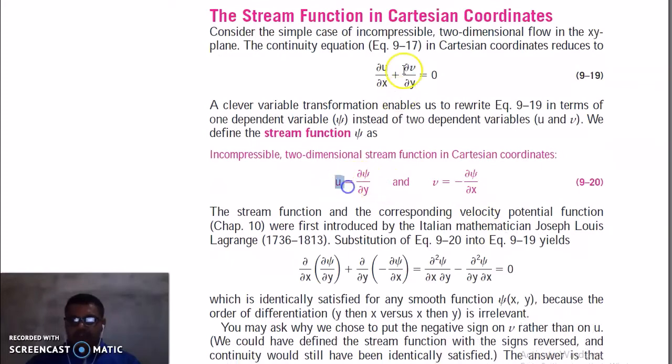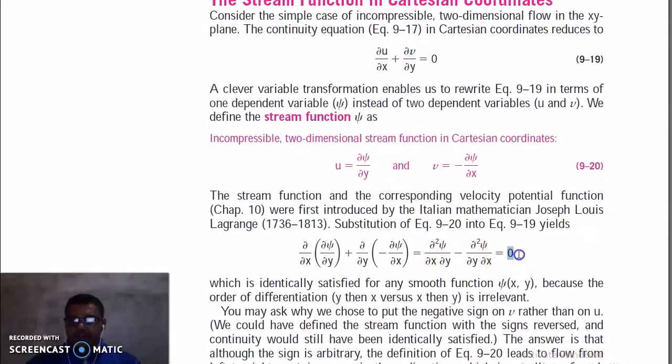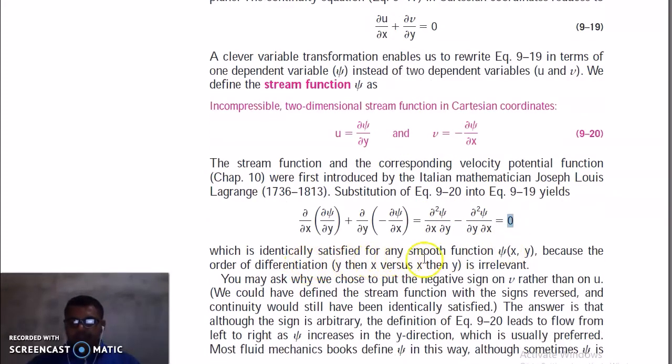Now if you put the value of u here and the value of v here in this equation, this will become equal to 0, which is identically satisfied, for any smooth function psi of x and y, because the order of differentiation, y then x versus x and y, is irrelevant. You may ask why we choose to put the negative sign on v rather than on u. We could have defined the stream function with the sign reversed and continuity would still be identically satisfied. The answer is that although the sign is arbitrary, in most books it is preferable to take this negative v and take this positive.